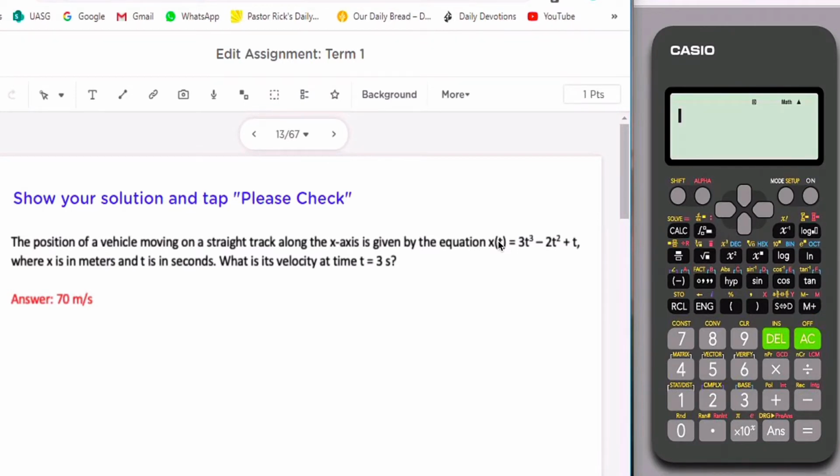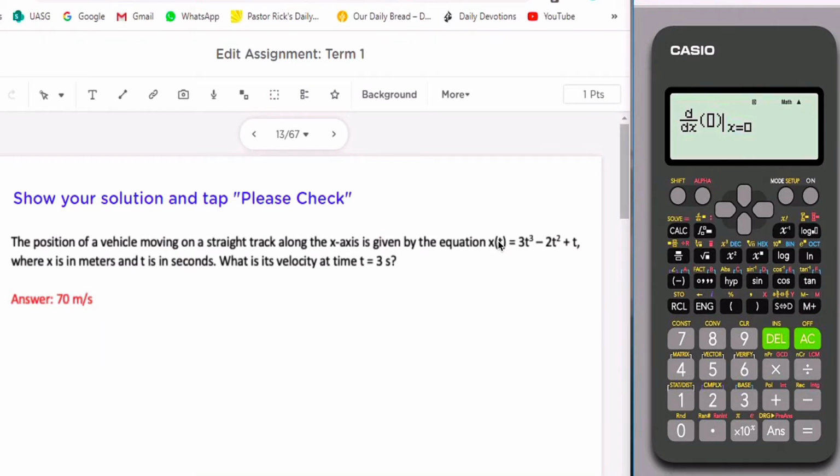So let's do that. Let's press shift and then the integration button, and we will have something that looks like this. So this is now a function that would allow us to differentiate the given function and solve this problem easily.